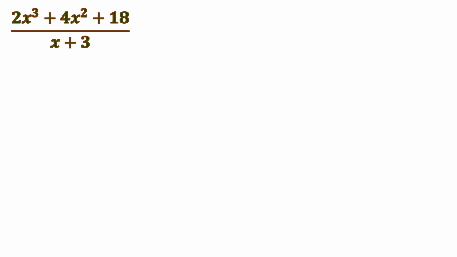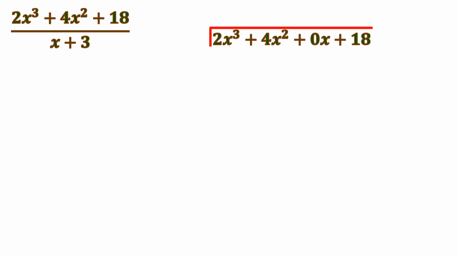Let's have another example. So we have 2x cubed plus 4x squared plus 18. It will be divided by x plus 3. So let us solve this using the long division first. So we'll have this, and we're going to put it inside as the numerator. And observe that we put an x, although there's no x in the given.